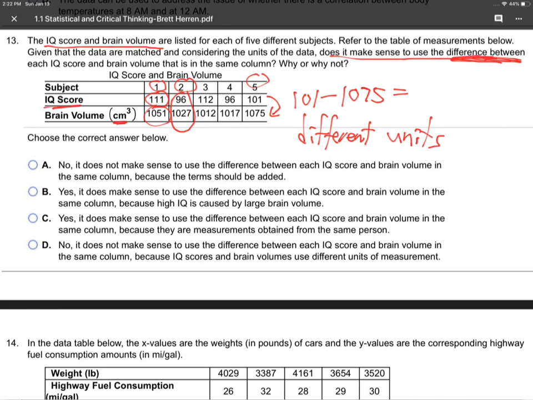It's IQ score, whatever that is, and then cubic centimeters. I mean, why would you subtract those? That makes no sense. Or add them or do anything like that with them. They're like totally different things. Even if they might have a relationship, they're not to be added or subtracted. Is that making sense? You wouldn't want to add, or what would it even be?